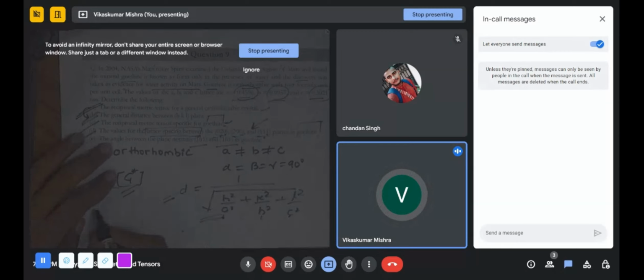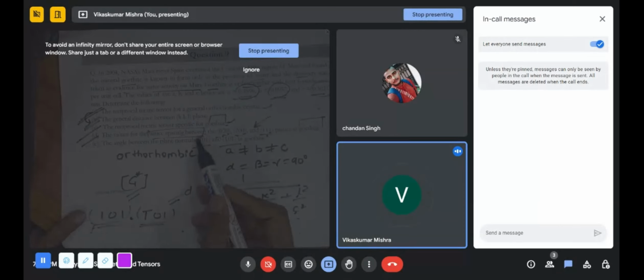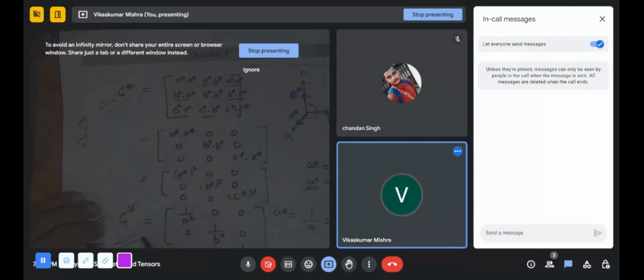We need to find the angle between the 101 and 1 bar 01 planes. In the reciprocal space, each plane will be a direction, a point in the reciprocal space, and in order for us to make a dot product between them and divide by their magnitude, we need to find the magnitudes. For everything we need the G star, and G star we have already found over here.